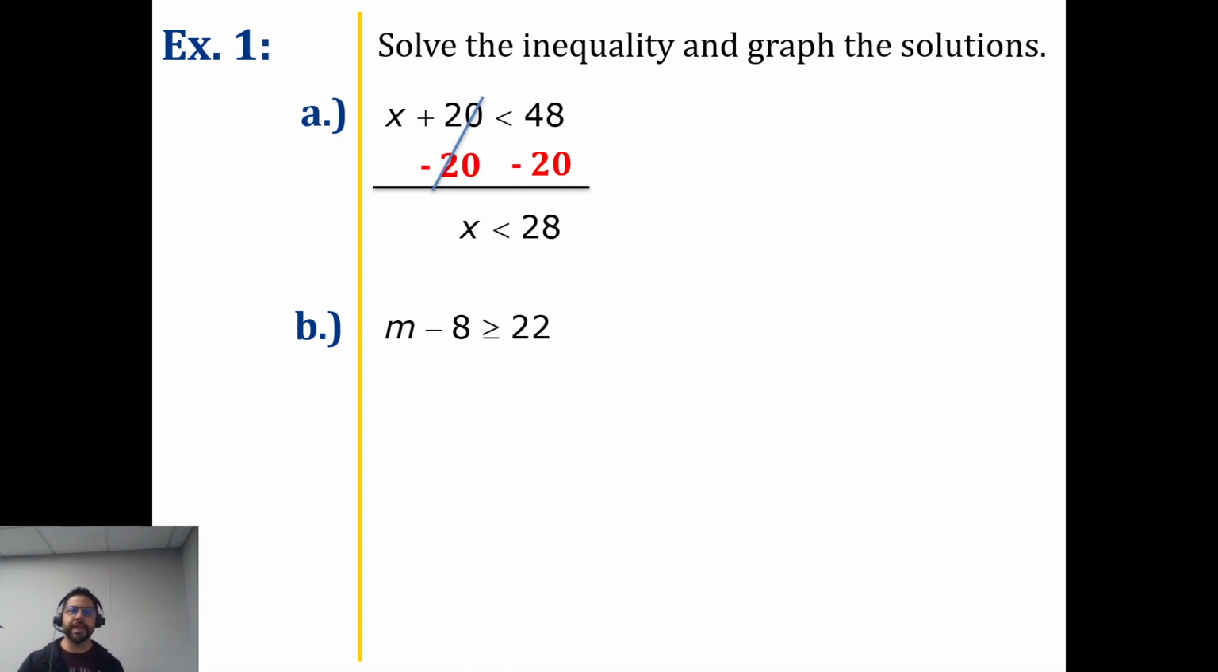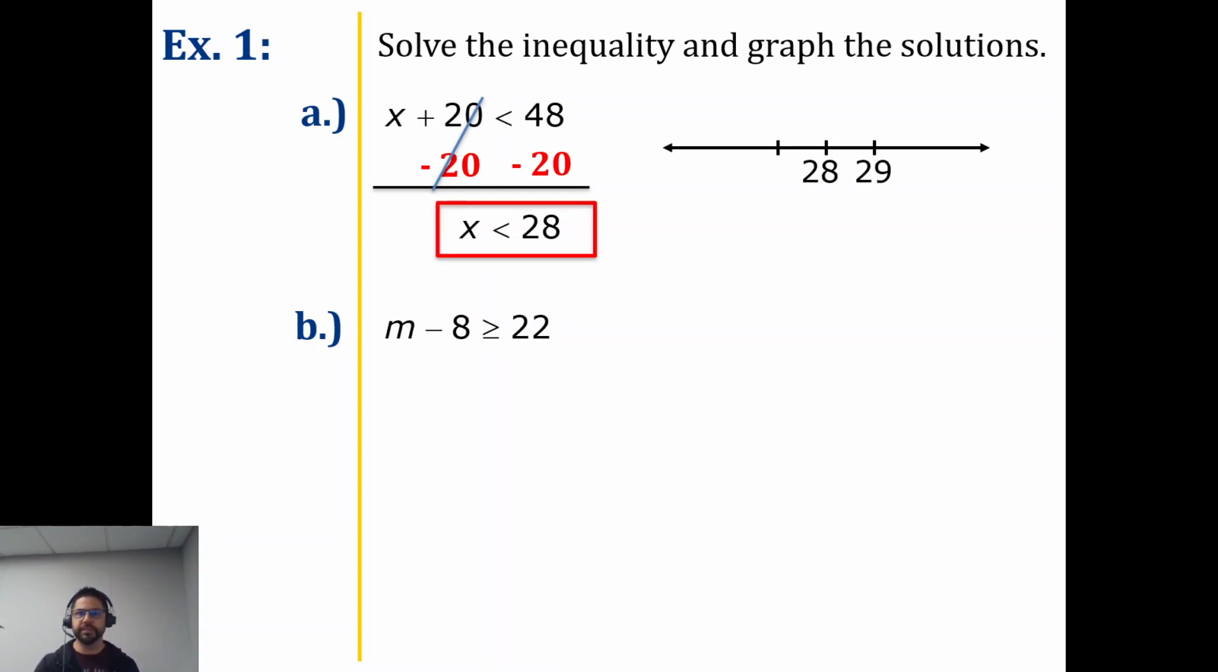So what we want to do next, again, is a quick graph. So off to the right, go ahead and make a number line. Our number line will have our important number in the middle, one number on each side, and then reminding ourselves from 7th grade, x is less than 28, meaning there's no equal part, so that's going to be an open dot. And then we're going to shade to the left.